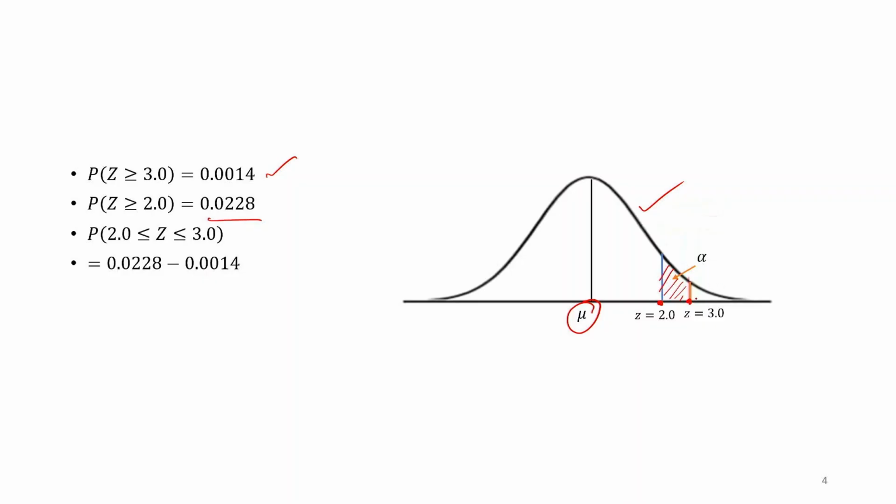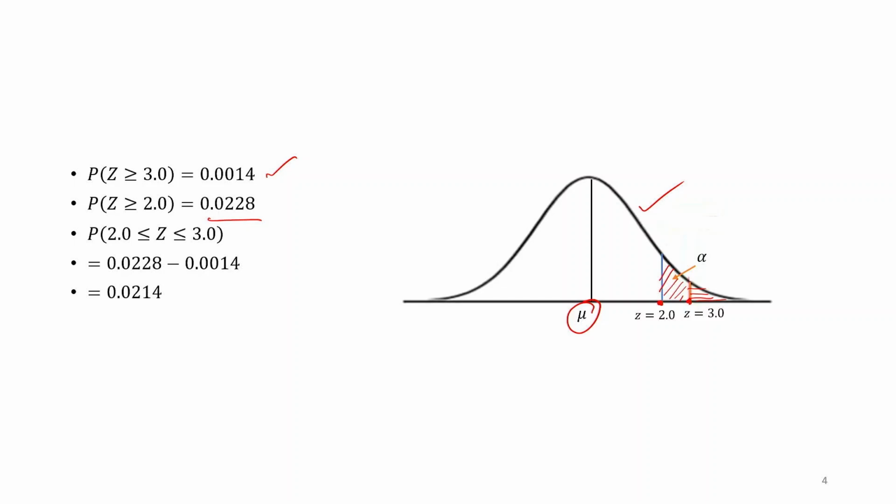Z greater than 3 means basically this area. This area is Z greater than 3. Z greater than 2 means starting from here to this side, the right hand side area. So if I subtract these two, only the area in between Z 2 and 3, that's what we will get. And therefore the difference between these two will be the probability of the point lying between 2 and 3 in terms of Z variable.